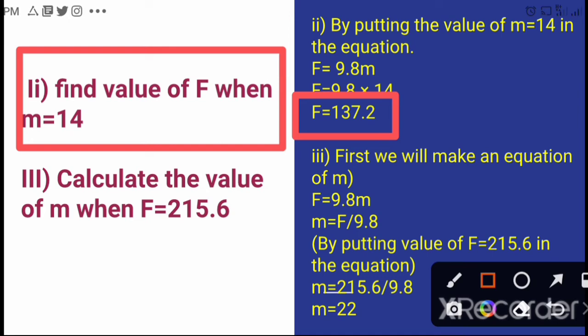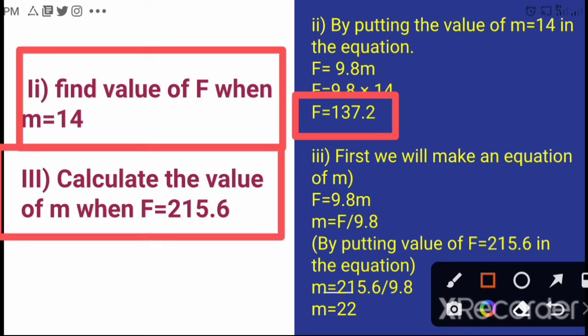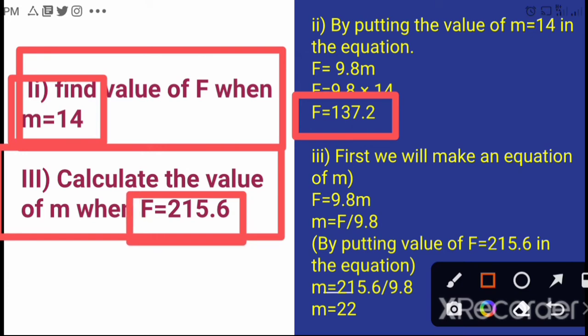Now in the third part of this question, they are saying calculate the value of M when F is equal to 215.6. Now in this part, they have given us the value of F, while in the second part they had given us the value of M. So first we will make an equation to find the value of M, mass.